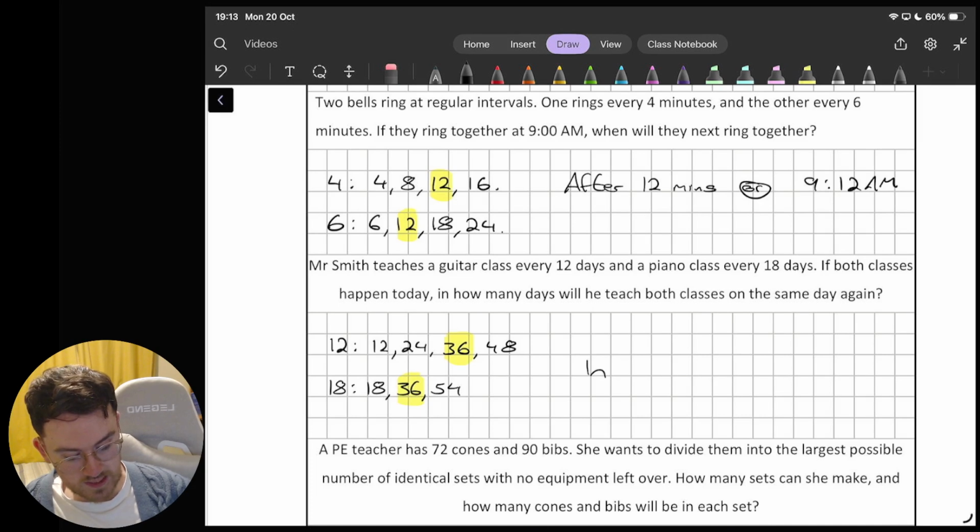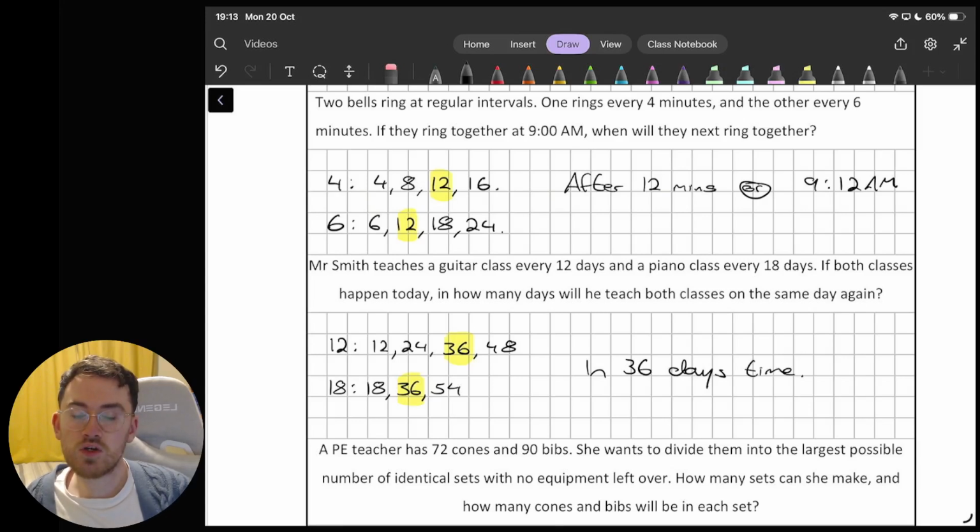So in 36 days' time, he will teach both again. Given that gap that he has between the two, he won't actually teach both on the same day again until another 36 days' time. So we can see there how lowest common multiple could be useful for us in these real world situations as opposed to just this abstract calculation.